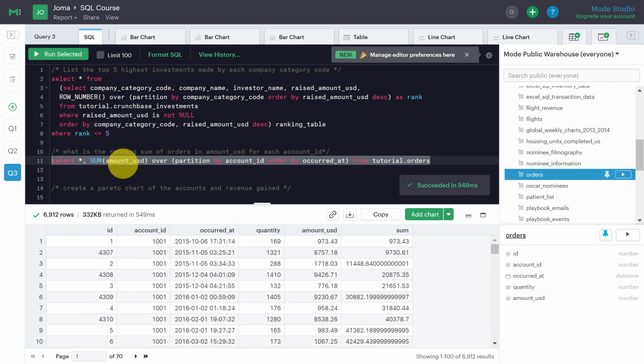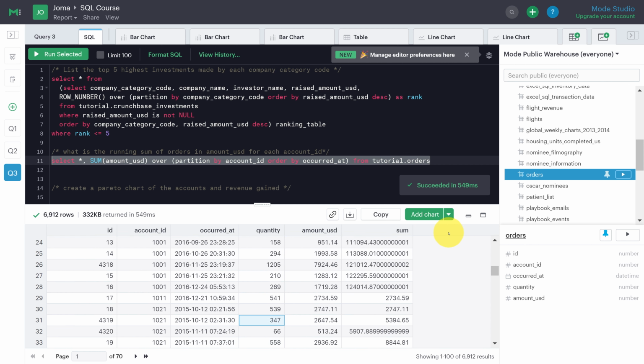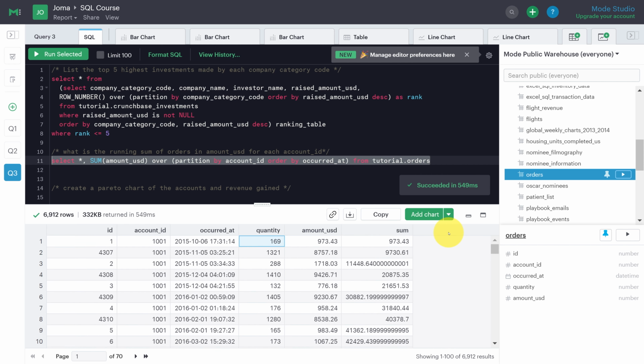Cool, awesome. So now, as you can see, it's ordered by the date properly. And then for each account ID, you can see the running sum. So for example, first we have $973 at this timestamp. And then cumulatively, 2 months later, it gained over $20,000. And then if we look far, then we changed. Did we change account IDs yet? No, we did not.